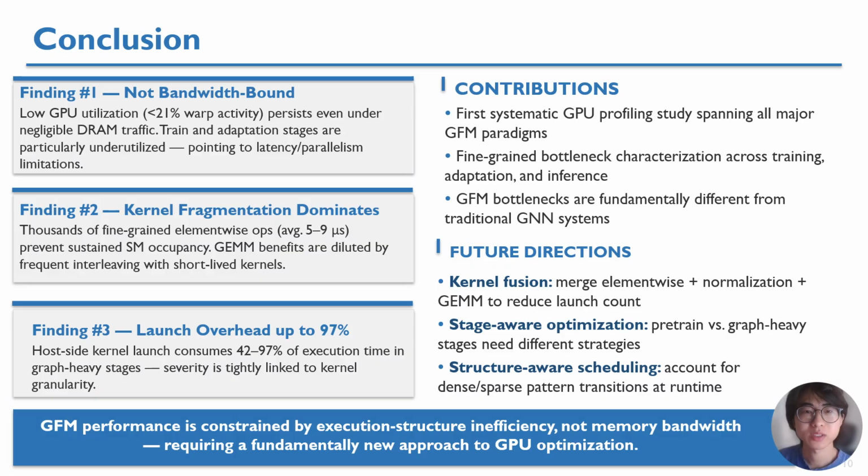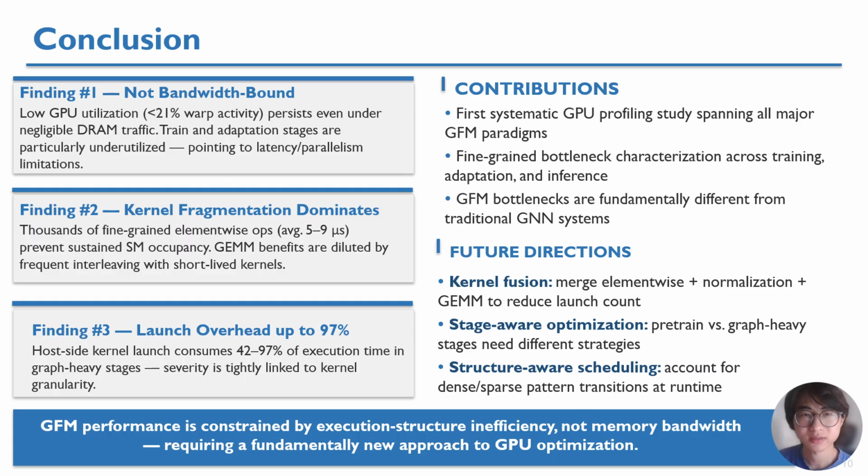So let me wrap up with our 3 findings, contributions, and future directions. The first finding is that GFMs are not bandwidth bound, and the second finding is kernel fragmentation dominance. The third finding is that launch overhead is very high, up to 97%.